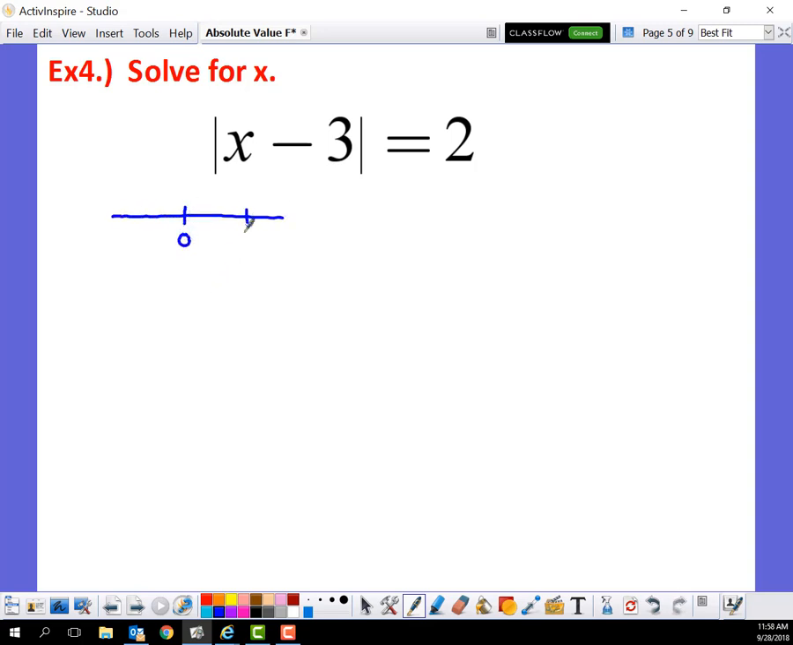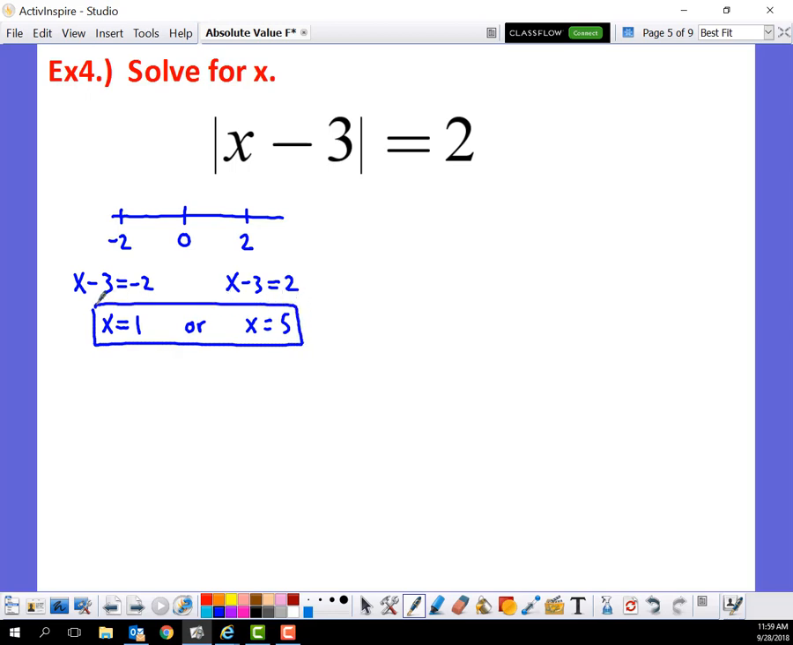So this equation's asking you where can you go on the number line that is 2 steps away from 0. So we can go to positive 2 or we can go to negative 2. So then I get my 2 equations. I take the inside of my absolute value and I set it equal to negative 2, and I set it equal to positive 2, and I solve each equation by adding 3. So we get x equals 1 or x equals 5.